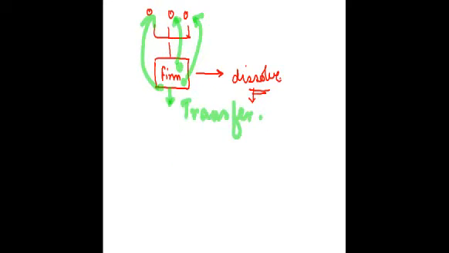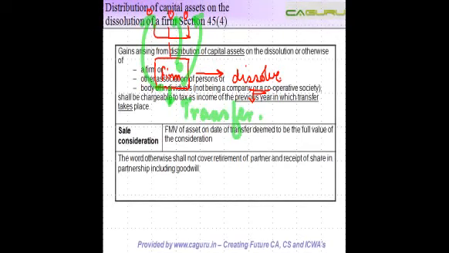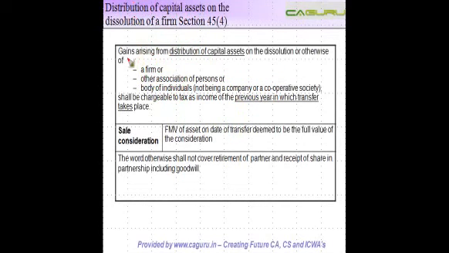So such a transfer is liable to capital gains tax, and the treatment is as we are going to see now. Gains arising from... So let's say when the transfer was made, the value at which this transfer was done is higher than the cost to the firm. How we compute value is something which is written here. We'll see it subsequently. So gains arising from distribution of a capital asset.